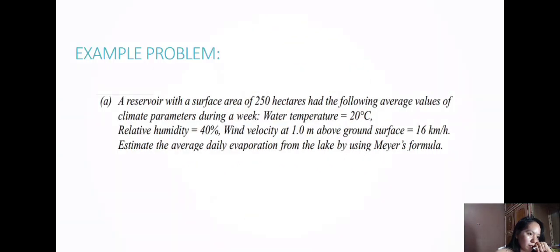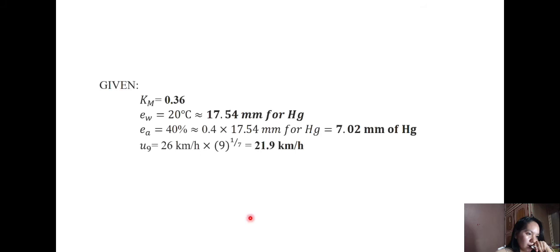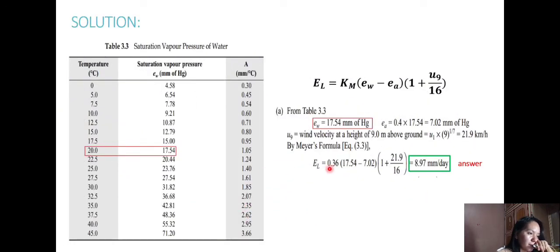So we have 0.36 multiplied by 17.54 millimeter of mercury minus 7.02, multiplied by 1 plus 21.9 over 16, and we can get 8.97 millimeter per day. That's the answer to the first question.